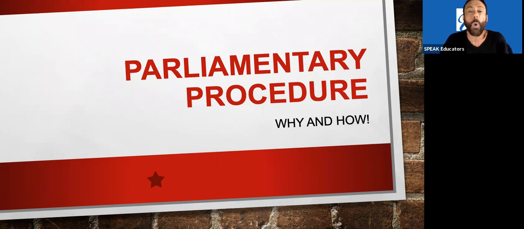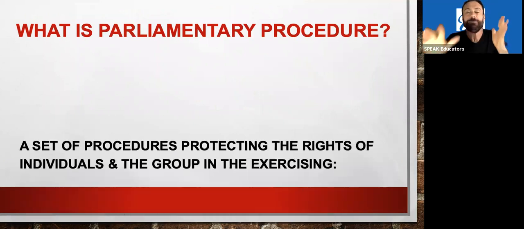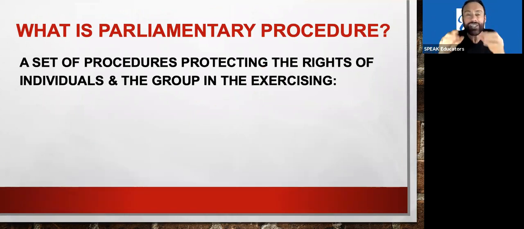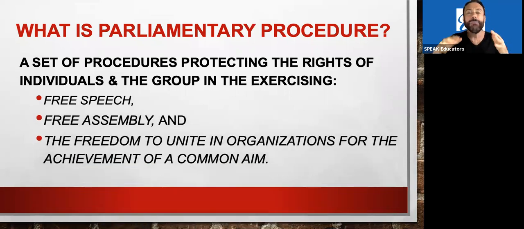Let's talk about what parliamentary procedure is, right? First of all, it's a set of procedures that protect the rights of both the individual and the group in exercising free speech, free assembly, and the freedom to unite in organizations to get business accomplished. In other words, to get things done around our common purposes or aims, right? So it's a structure we use largely in meetings to help things happen in this regard.